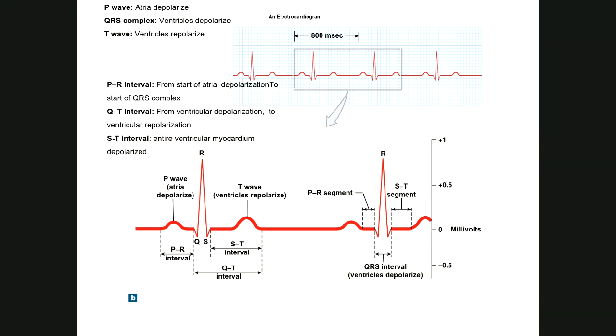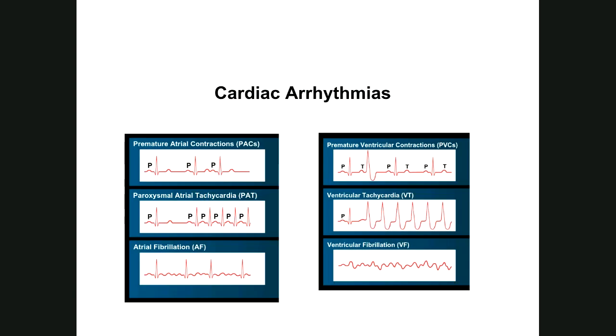When it shows some abnormalities, for example, here we see fibrillation, completely disorganized. We don't have any pattern. We lost the pattern of P, QRS wave, T wave. And sometimes the T wave just happens alone. So this is a premature ventricular contraction.